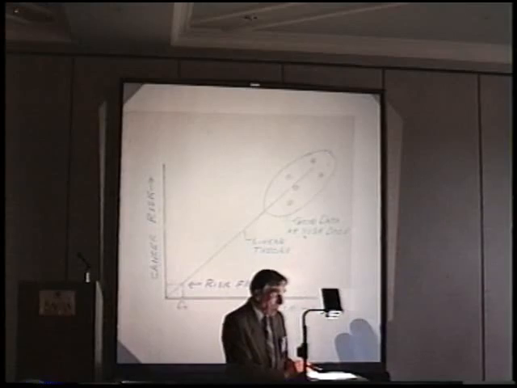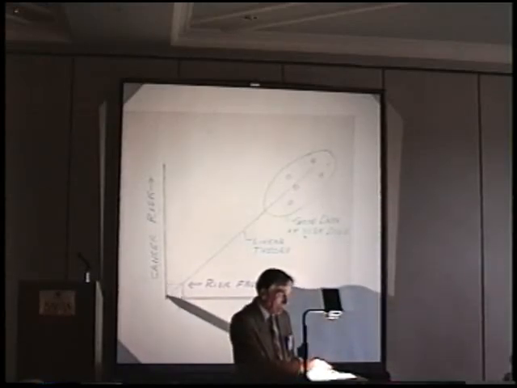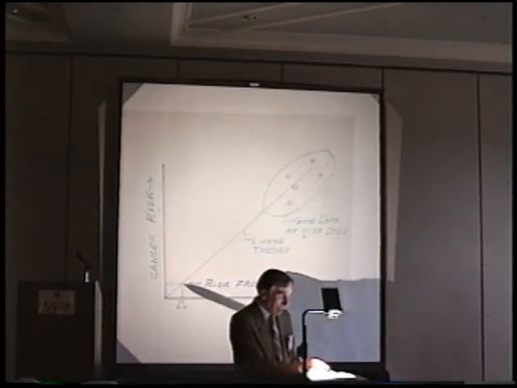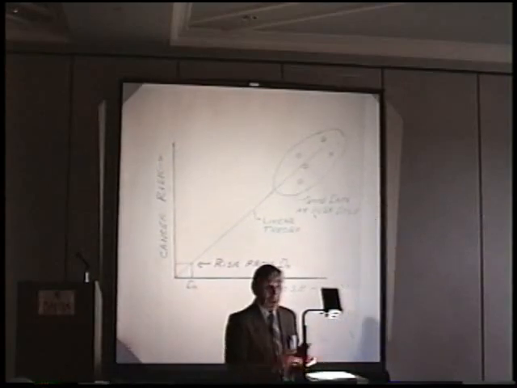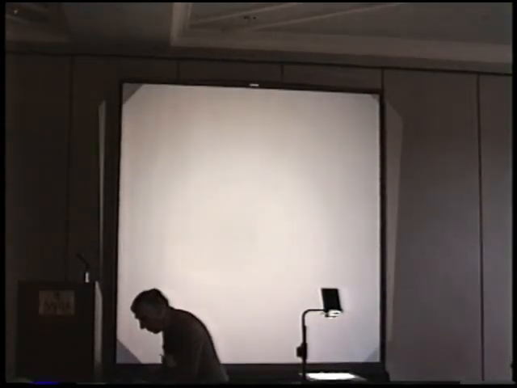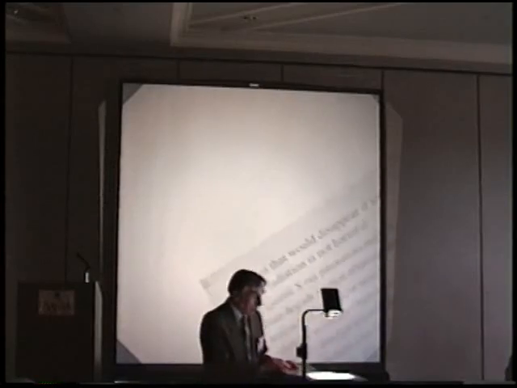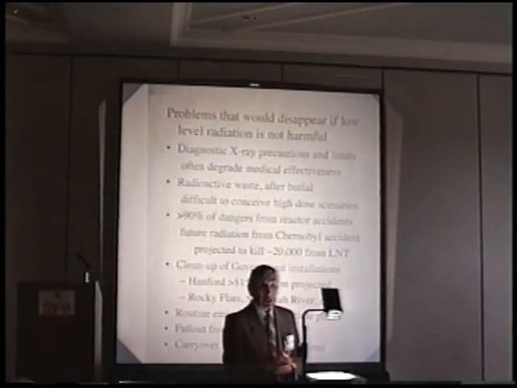Well, the way it's been done is you just draw a straight line from here down to the origin, and you assume then that the risk from this dose is just this risk here. In other words, if you get 1% as much radiation, you have 1% of the risk of cancer. Now, this is a very important assumption, this linear no threshold assumption.